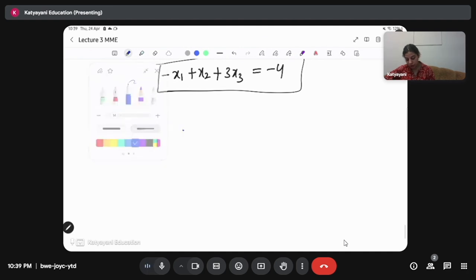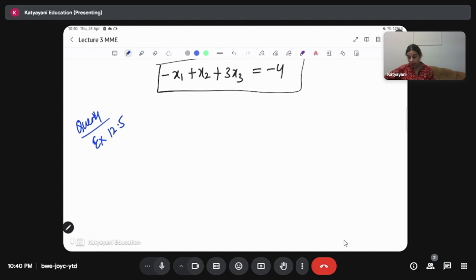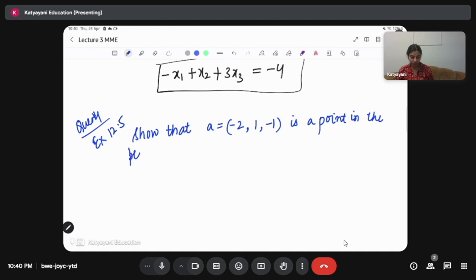Now let's do one more question, which is question number 4 from your exercise 12.5, right? The question says, show that A is equal to (minus 2, 1 and minus 1) is a point in the plane minus x plus 2y plus 3z is equal to 1.